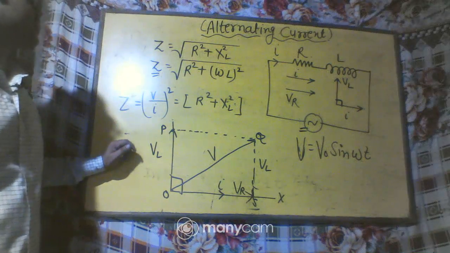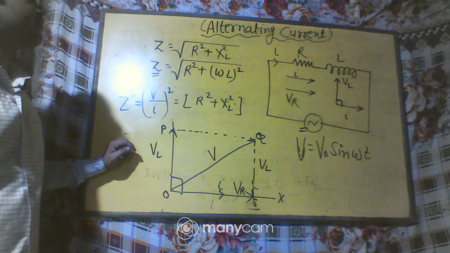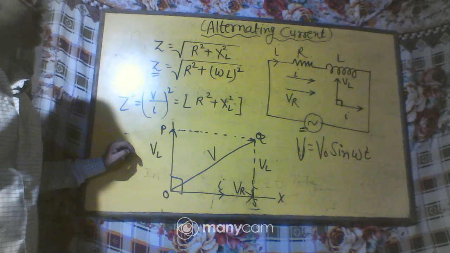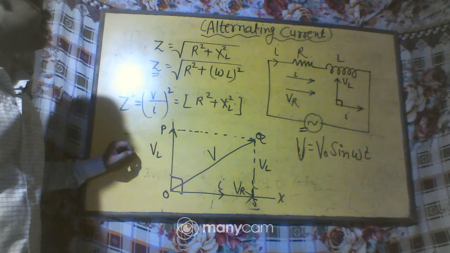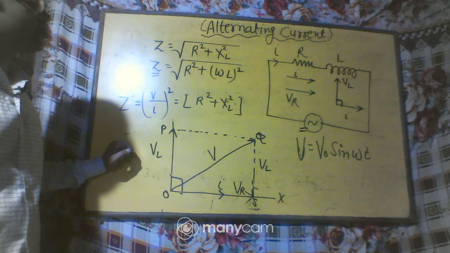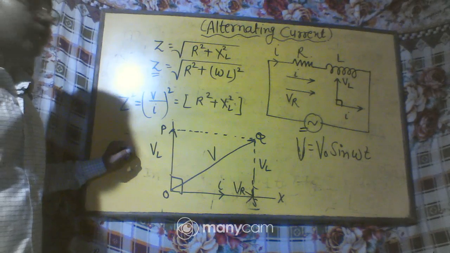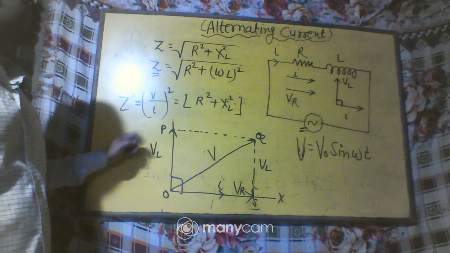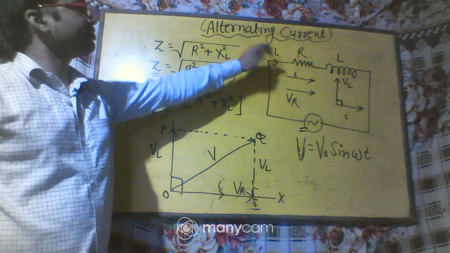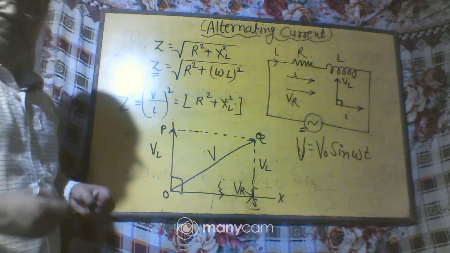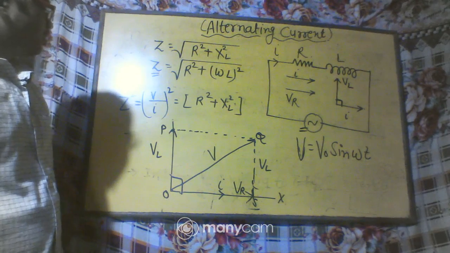So this one is the net, or you can say effective impedance of an AC circuit which contains a resistor and an inductor in series connected with an AC source of EMF V is equal to V naught sin omega t. Okay. So now you can find out the current I. I hope you understand. So current I is given by I is equal to this V upon this Z.